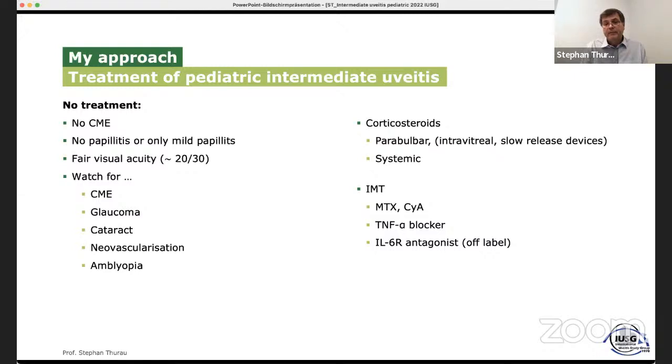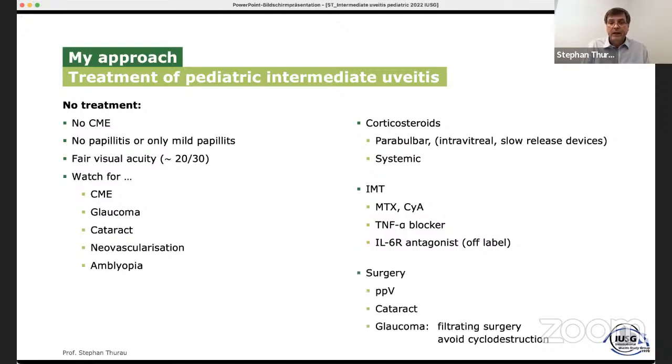And IL-6 receptor antagonists I have used only in single cases. Unfortunately, I've not needed that in too many of my patients. Surgery, you need, of course, for opacities in the vitreous, persistent hemorrhages, cataracts, and filtrating surgery for glaucoma. Glaucoma is fortunately pretty rare in children, but in single cases you really might need it.